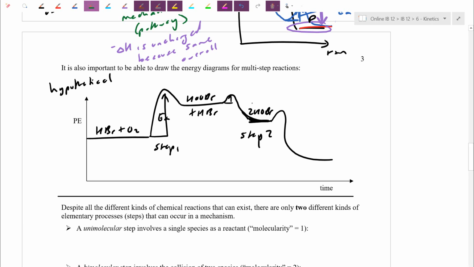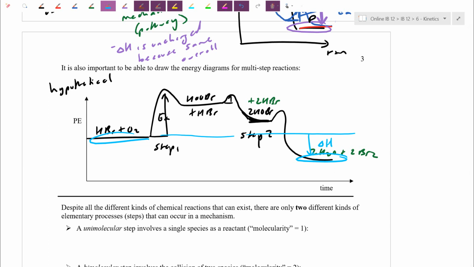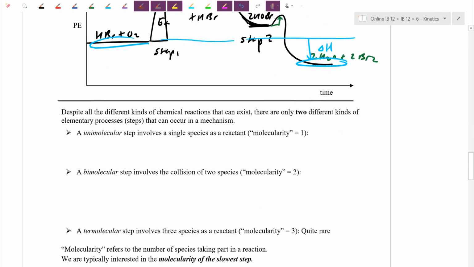At that point there, we run it into the last 2 HBr, and then eventually we end up with 2 H2O and 2 Br2. We are still getting from the same start to the same finish. The overall delta H is unchanged. It's just we took a different pathway. And a catalyst here, in comparison, a catalyst would always have an easier pathway. Okay? So let's just finalize this with a few other comments here.